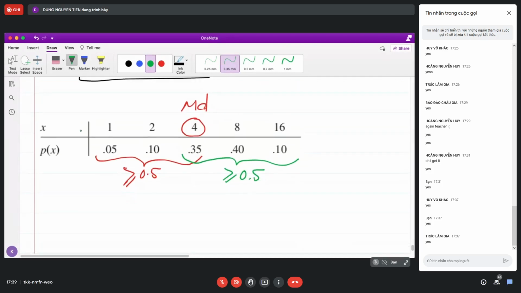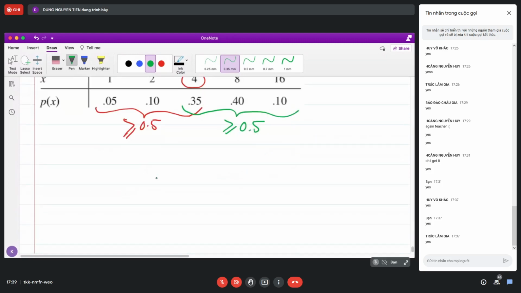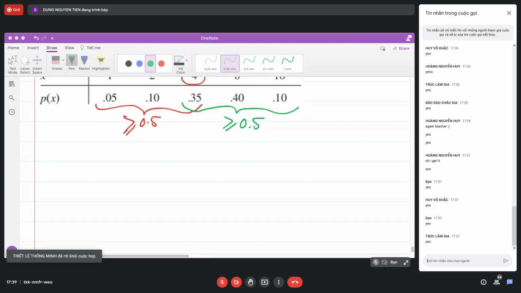Based on that, there should be some other similar definitions, but I will skip that part. Now I want to move to the next thing. I want to move to the variance of the random variable X.